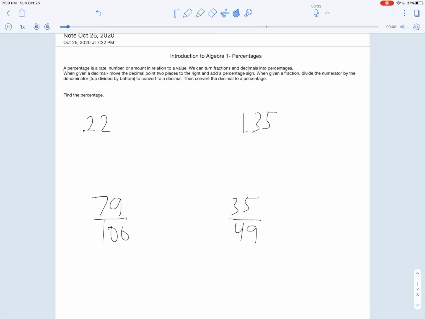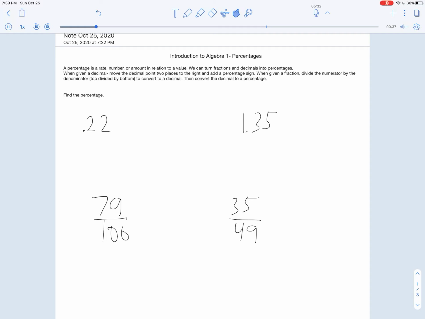So a percentage is a rate, number, or amount in relation to a value. We can turn fractions and decimals into percentages. When given a decimal, move the decimal point 2 places to the right and then add a percentage sign. When given a fraction, divide the numerator by the denominator, or the top by the bottom, to convert to a decimal. Then simply convert the decimal into a percentage.